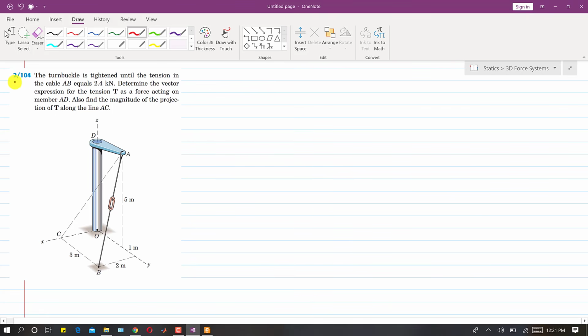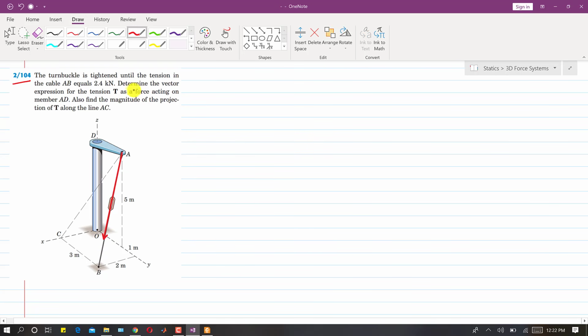Now we are going to solve this problem 104 from chapter number 2. So in this problem it is said that the turnbuckle is tightened until the tension in the cable AB equals 2.4 kilonewton. So the tension in this cable is 2.4 kilonewton, right? So let's suppose if I represent the tension, the tension will be like this from A towards B.